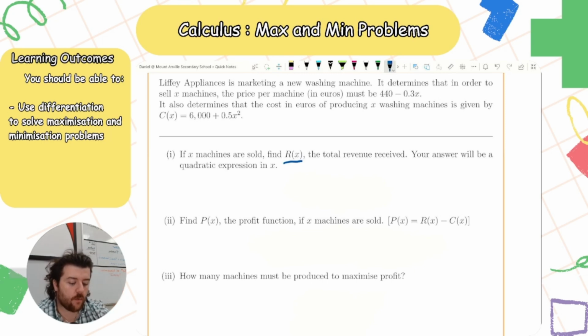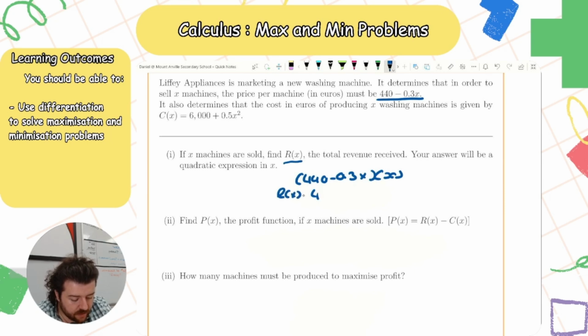So revenue, well, I have my function here. This is how much they sell them for, the price per machine. And if I sell x amount of them, it is 440 minus 0.3x times x. Therefore, my revenue function is equal to 440x minus 0.3x squared.